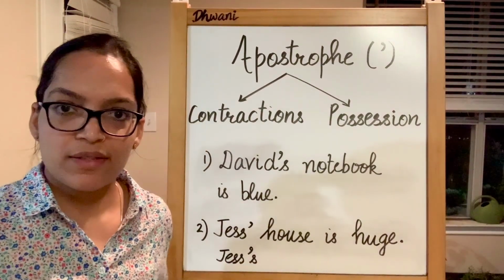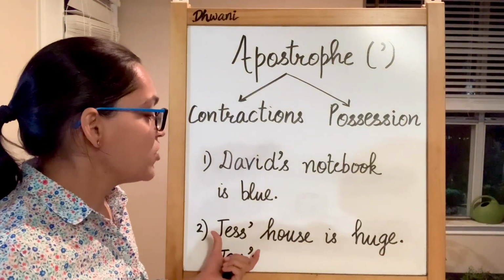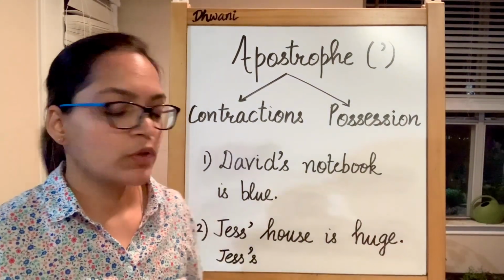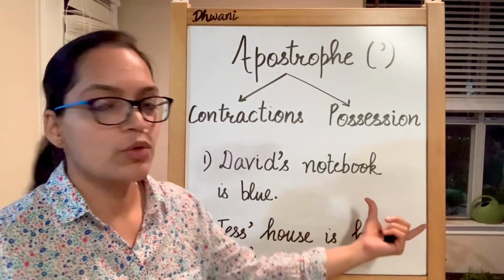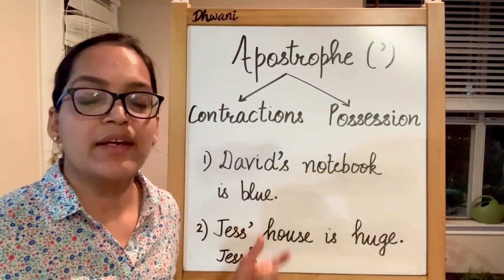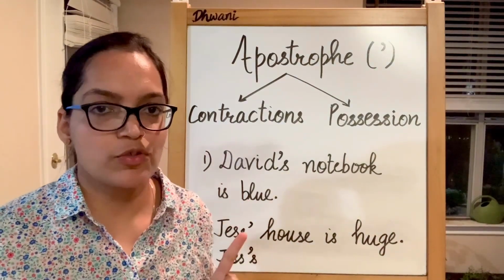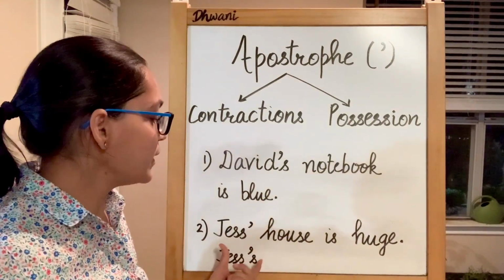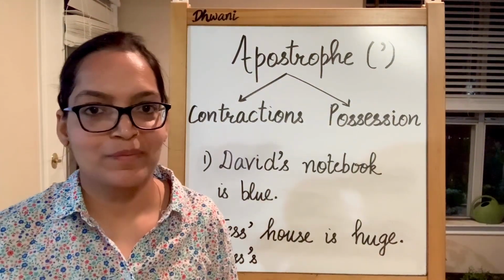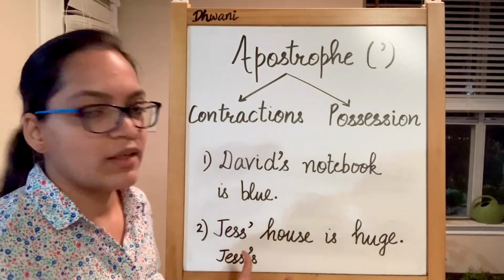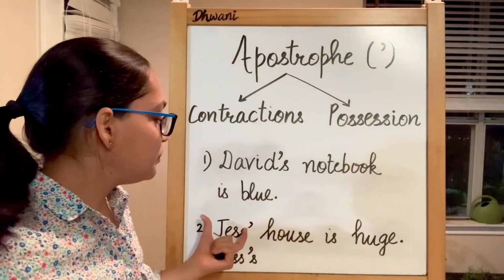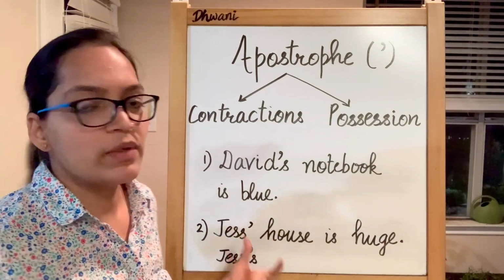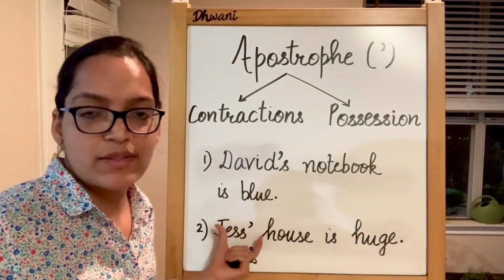Both are considered correct. So you can write it as Jess' house is huge or Jess's house is huge. Because it is ending in S, I can just put one single apostrophe. I can also, because it is a singular noun, still keep apostrophe and S. So both are considered correct. I have taken this example to make you understand that if you read this by chance, this is not incorrect.